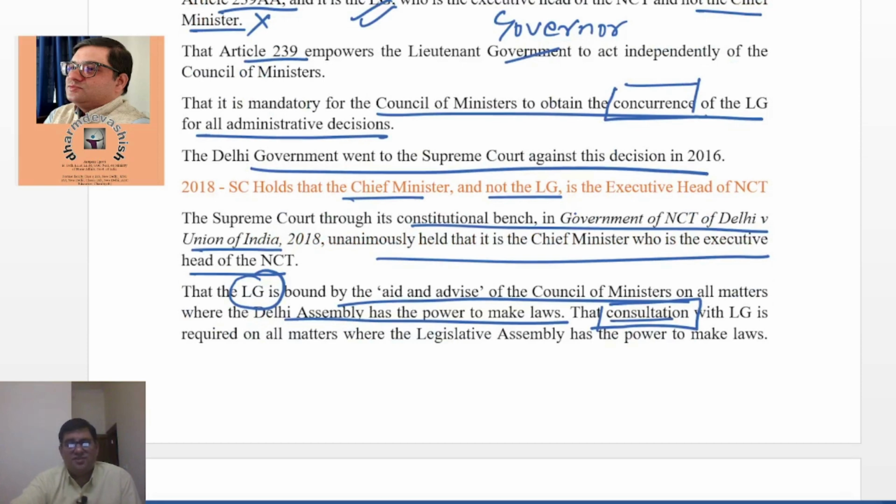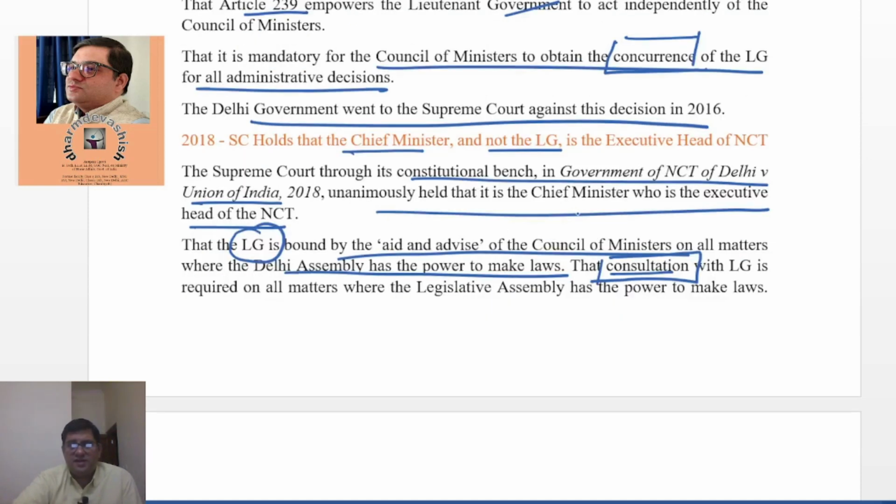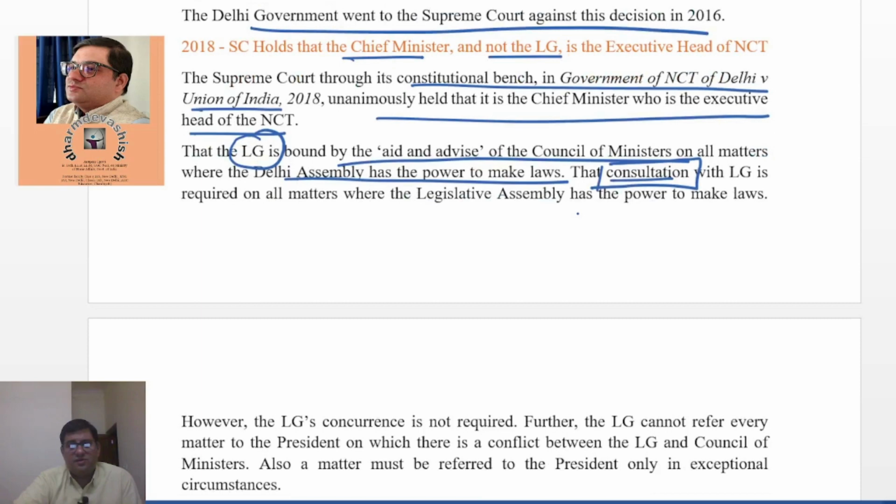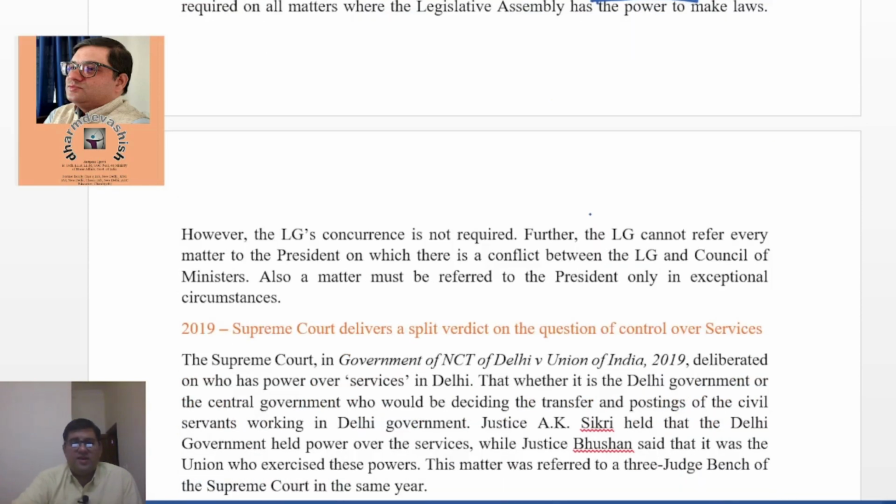Consultation means exchange of views. You can say roughly consultation means free exchange of views, free exchange of ideas. Concurrence means that you can say permission or certification from a particular person. So what did the Supreme Court judgment say? The Supreme Court judgment said that consultation with the LG is required on all matters on which the Legislative Assembly of Delhi has power to make laws. However, the LG's concurrence is not required.